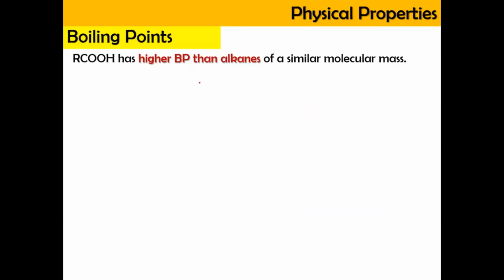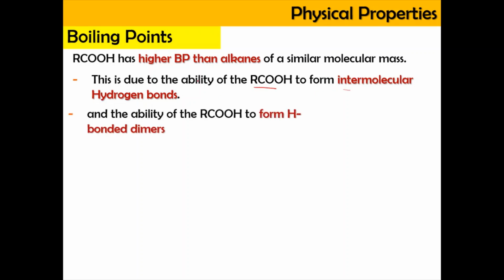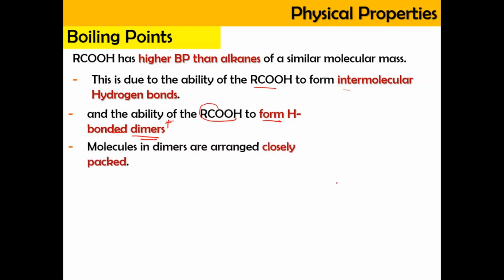So for the boiling point, the carboxylic acid will have the higher boiling point than alkenes of a similar molecular mass. So this is because of the ability of the carboxylic acid to form the intermolecular hydrogen bond and the ability of the carboxylic acid in order to form the hydrogen bonded dimers. So carboxylic acid will have the ability to form dimers where they are arranged closely together.